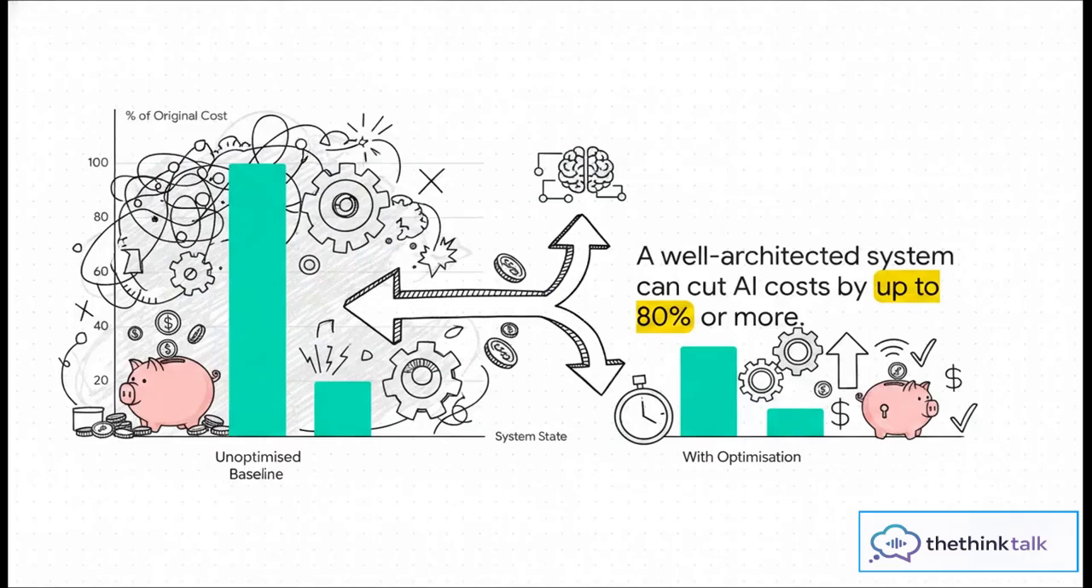And the results you can get from these strategies are absolutely amazing. An unoptimized system is basically like leaving a faucet running. You're just pouring money down the drain. But with a smart, optimized approach, you can slash your AI costs by 80%, sometimes even more. And you know the best part? Your system often gets faster and performs better too.